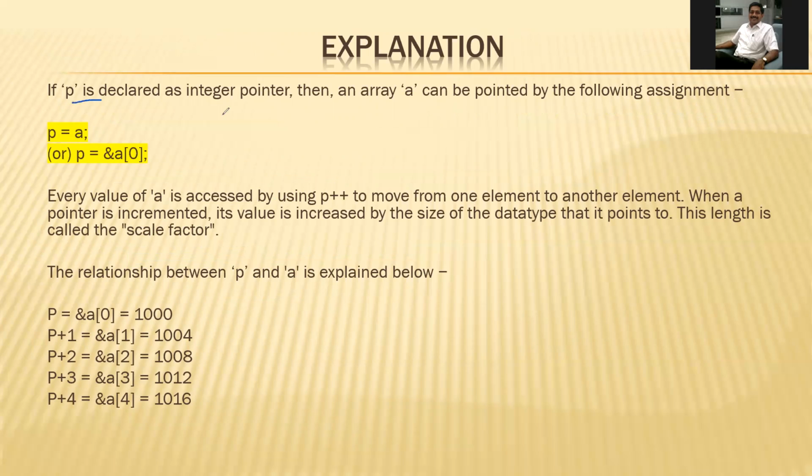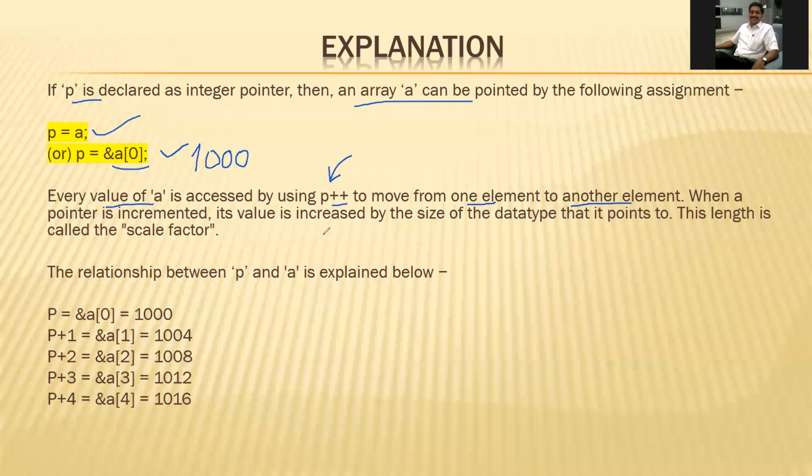Let us see. If P is an integer pointer, then array A can be pointed to by the following assignment. That is P is equal to A, or you can say P is equal to ampersand of A[0]. Ampersand of A[0] is 1000. So the first base address was 1000. Every value of A is accessed by using P++. P++ is the incrementing value. To move from one element to another element, we have to increment the pointer.